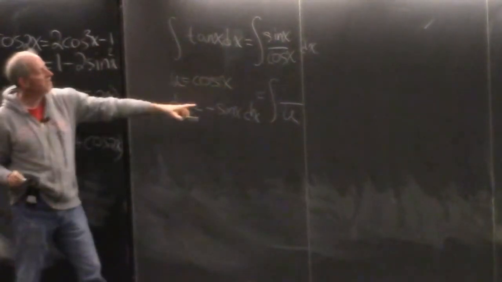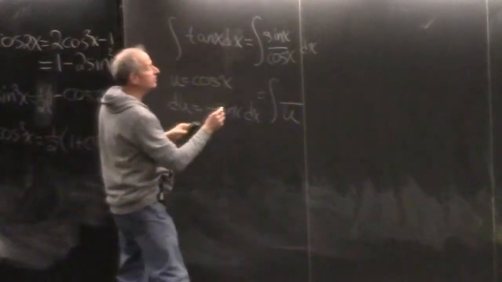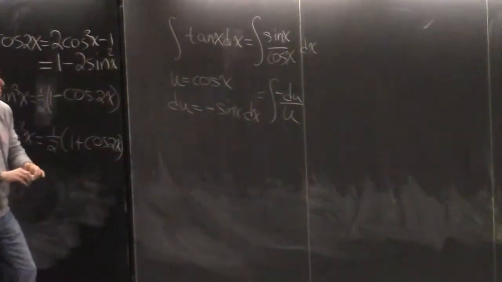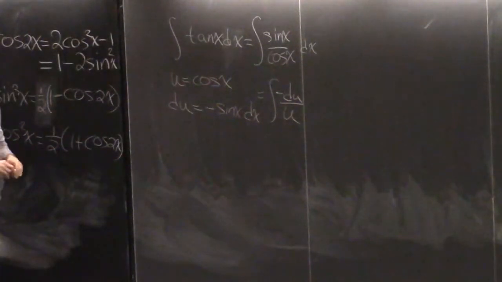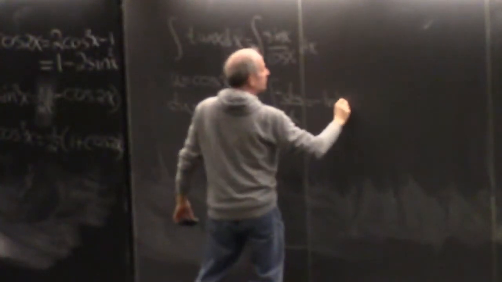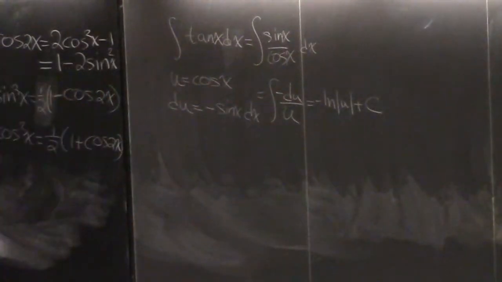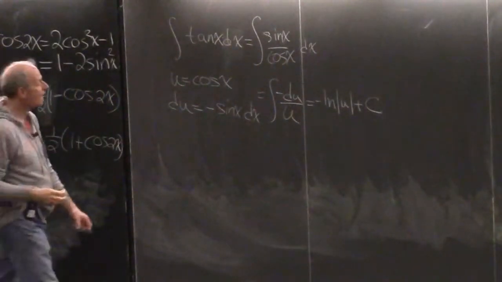Since du is negative sine x, negative du is positive sine x. And then that is just log of u. So this is negative ln of u plus a constant. And now you substitute back.